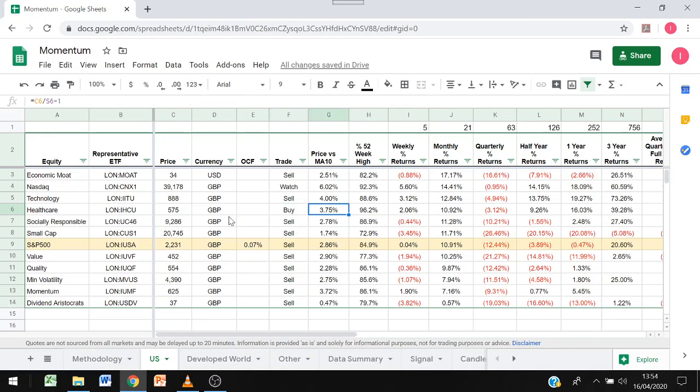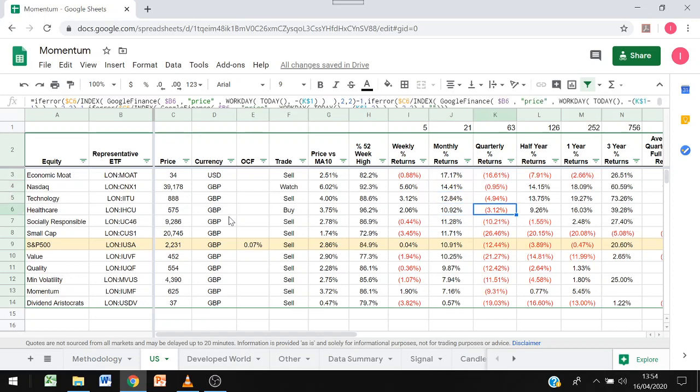So then if we look at the returns, weekly returns positive, and again these two are outperforming the S&P 500. Monthly, marginal outperformance, but NASDAQ outperforms. Quarterly, quite a strong outperformance. Half year, strong outperformance. Full year, again, strong outperformance. 3 year, same thing.